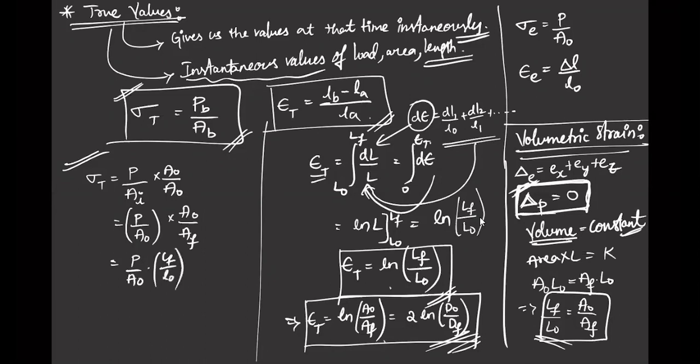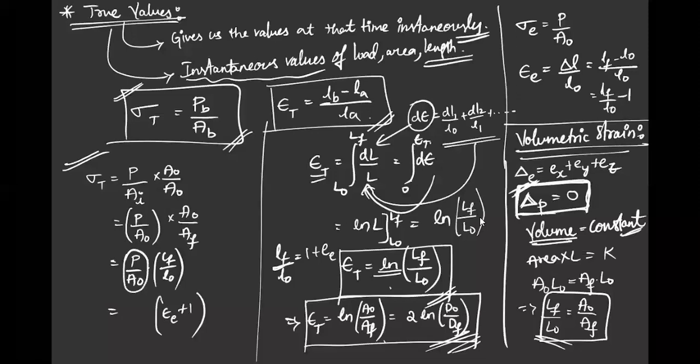Okay, so from this you can remove the log, so Lf by L naught will be equal to 1 plus e. How? From here, if you write Lf minus L naught by L naught equal to the engineering strain, just divide it, you will be getting Lf by L naught minus 1 equal to this. So take that minus 1 to the other side, so Lf by L naught is equal to engineering strain plus 1, into P by A naught. P by A naught is my engineering stress.